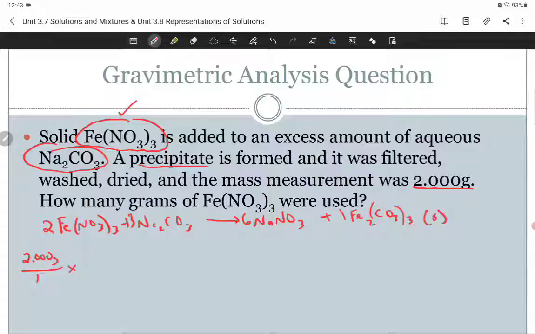And to get rid of the grams of iron carbonate, I went on the periodic table and I found out that iron carbonate weighs 291.7 grams. Okay, so now I have moles of iron carbonate and I want to get to iron nitrate. The ratio between those two is a 2 to 1.